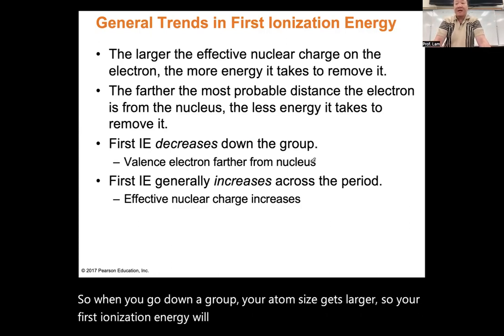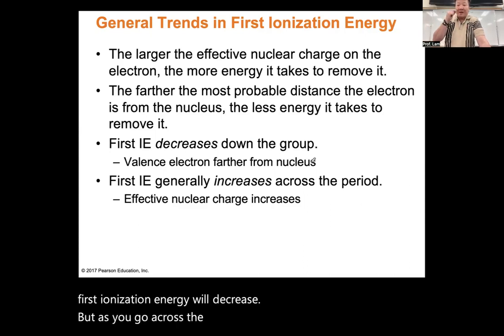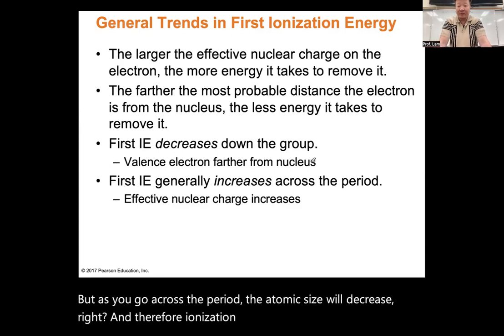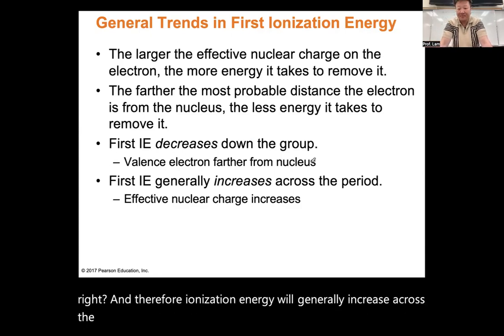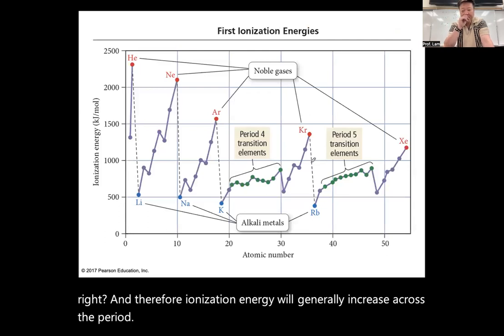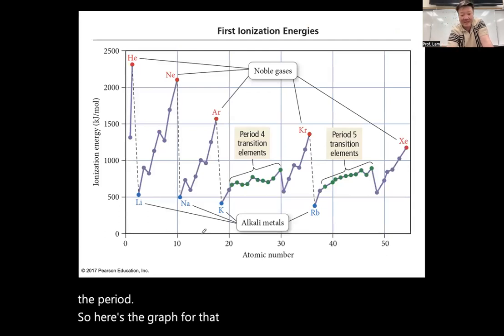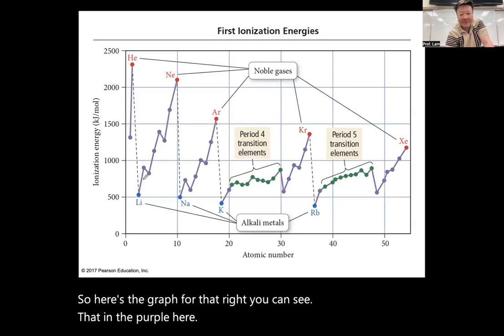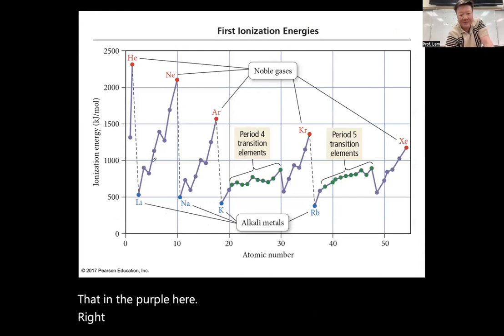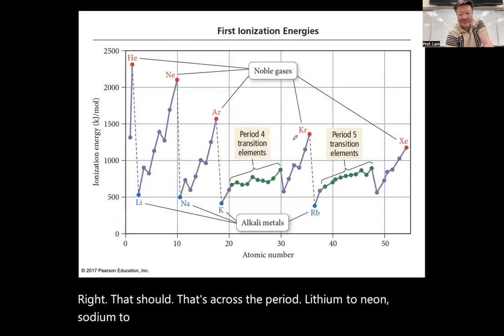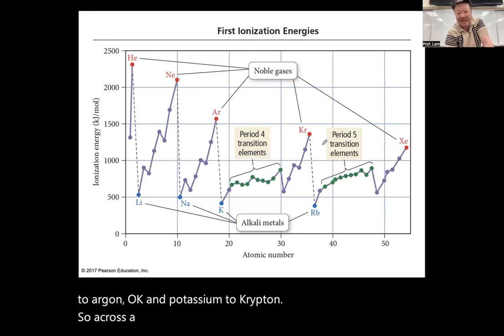But as you go across the period, the atomic size will decrease, and therefore ionization energy will generally increase across the period. So here's the graph for that. You can see that in the purple here, that's across the period: lithium to neon, sodium to argon, and potassium to krypton. So across the period, you do see a general increase in ionization energy.